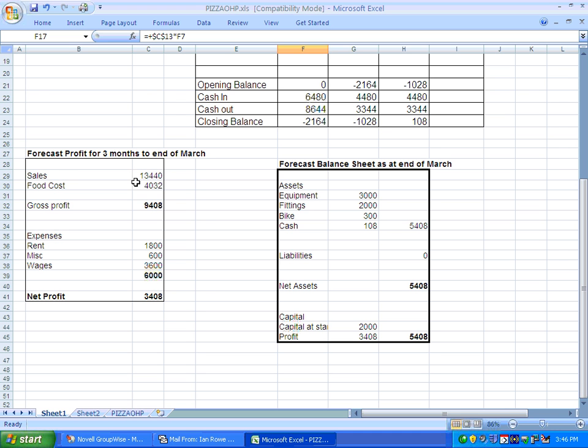Okay, now the calculation for profit is simply the sales we've made in the 3 months. Notice the profit must be for a period of time, so a year, 3 months, whatever it is, we must state that. So the sales figure, that's what we've sold, so we take the sales and then we deduct all the expenses that we've had in making those sales.